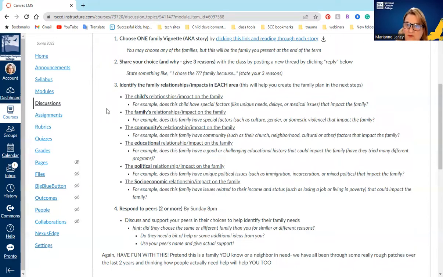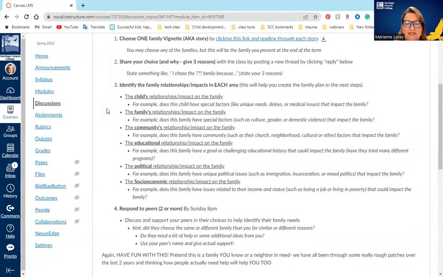So what are the family relationships or impact on the family? That sounds redundant, but what it means is that's a single dad. What do you think that has to do with anything? Does this family have any special factors such as culture, gender, domestic violence that impact the family? Oh, a single dad. That's still not very common in our day and age. It's becoming more common, right? But a single dad sometimes has 1 kid. This one has 2. We don't know if the mom passed away, or ran away or was killed or whatever. We don't know, right? So again, you can add that spice in there just a little bit.